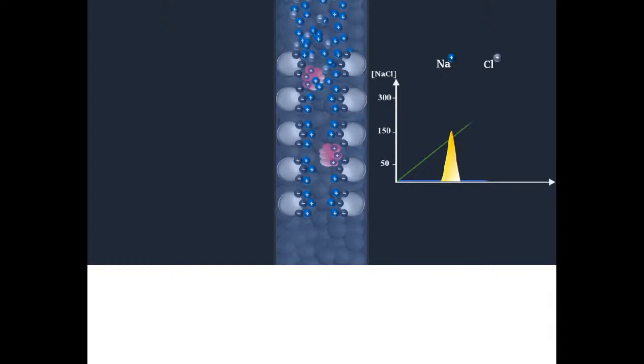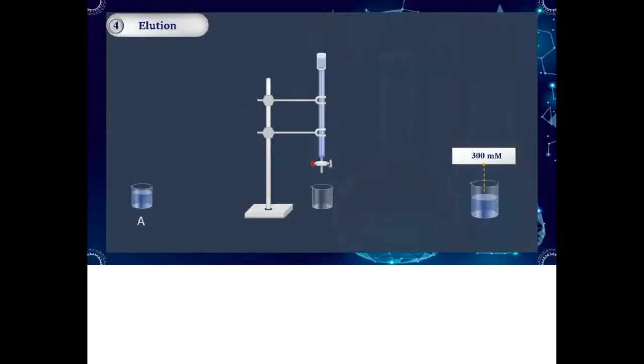Protein B has the lowest net positive charge, so it can be eluted first. Then protein C, with the highest net positive charge, can be eluted next by increasing the salt concentration.